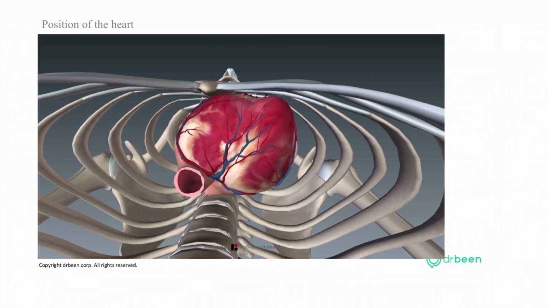Also see here that this is a view of the heart where we have cut a horizontal section and we are looking at the patient from below. This is the left ventricle, this is the apex of the heart, this is the right ventricle, and here is the base side.